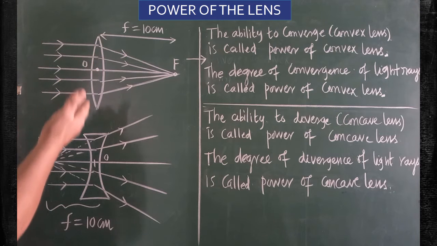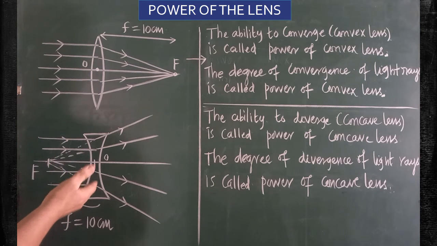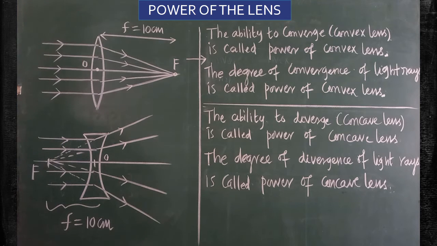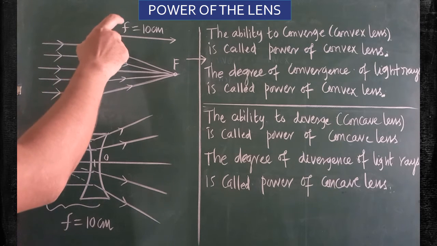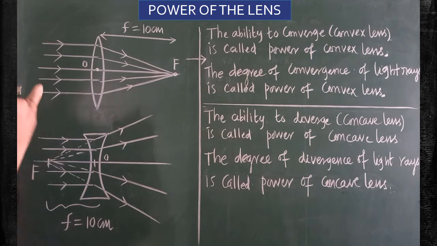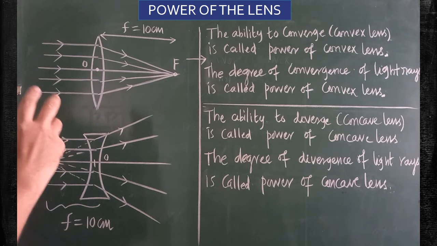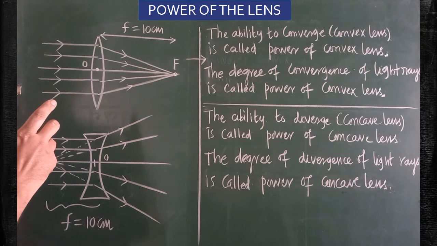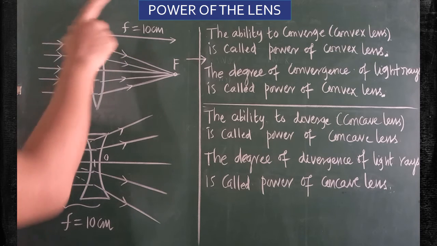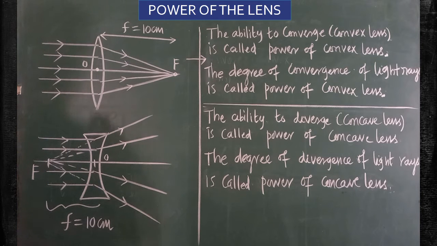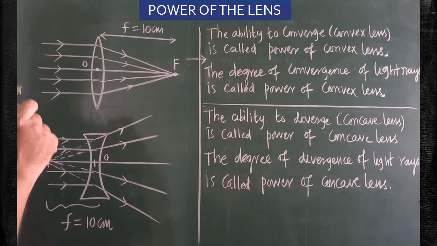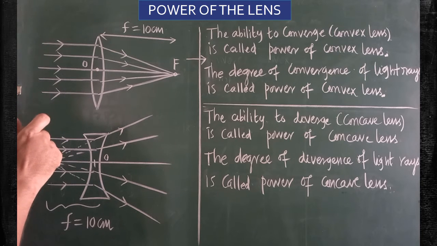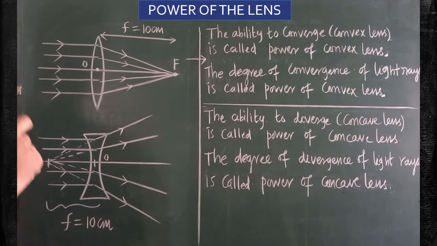Whether it may be a convex lens or concave lens, in both cases, we are able to measure a new quantity called power of the lens. The term power is used by ophthalmologists and opticians while manufacturing the lenses, whether it may be a concave lens or convex lens. They manufacture the lenses on the basis of the factor called power of the lens. Even while prescribing the spectacles, ophthalmologists prescribe the spectacles on the basis of the eye defects, and they will mention the power of the convex lens or concave lens in their prescription.